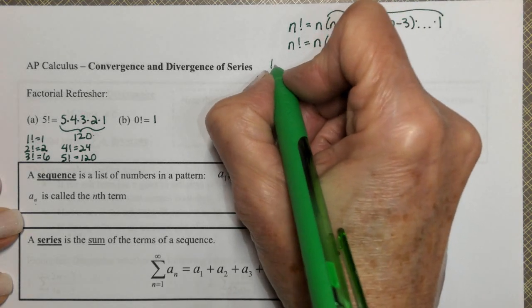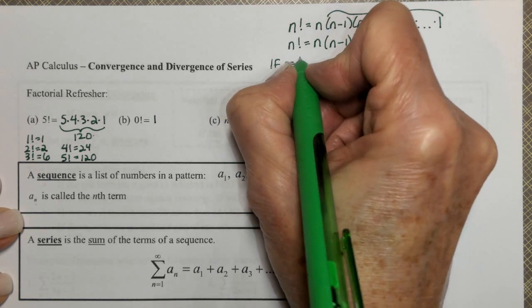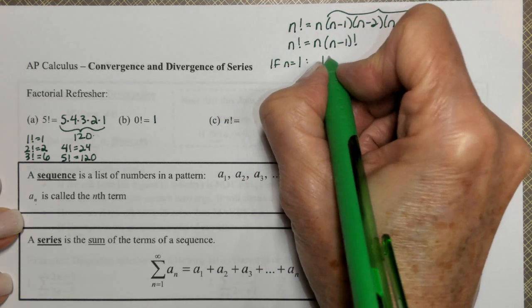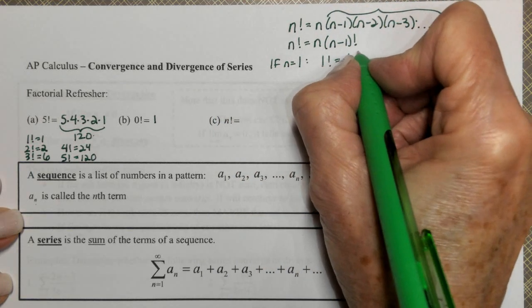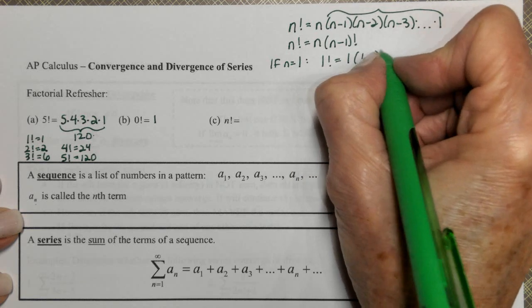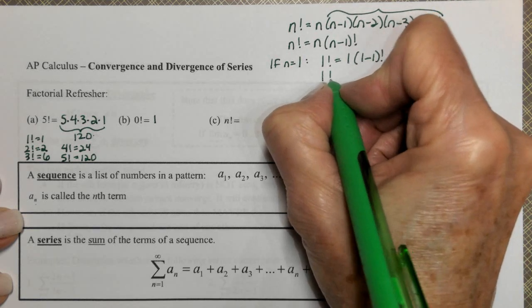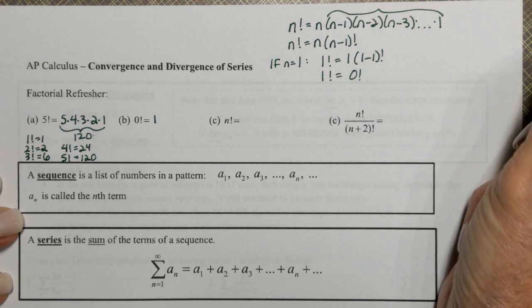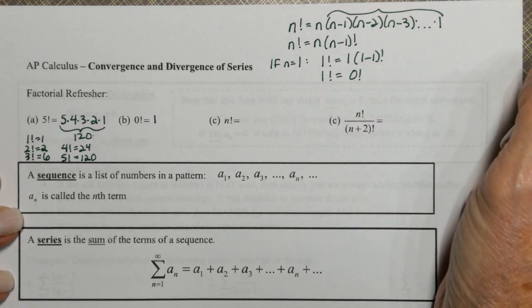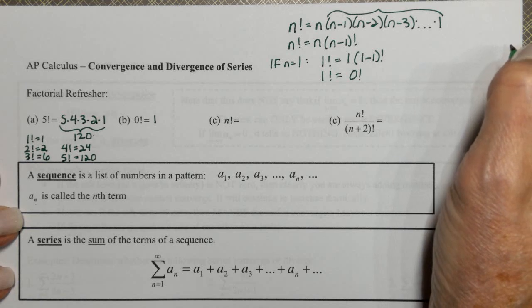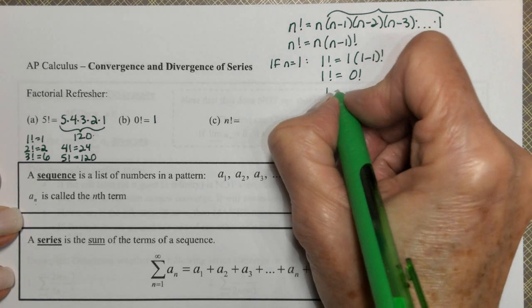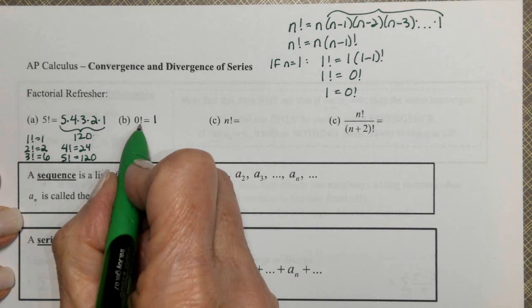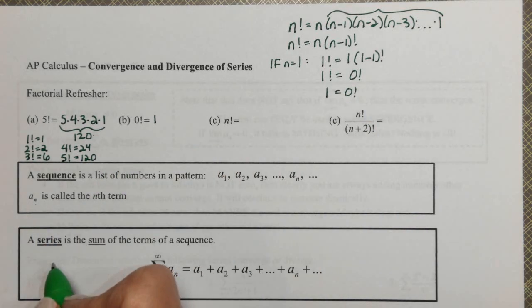So if we let n equal 1, then we get 1 factorial is 1 times 1 minus 1 factorial, which means 1 factorial is 1 times 0 factorial, which means those two things have to be equal. Therefore, 0 factorial must be 1. 0 factorial is 1. So we will remember that. 0 factorial is not 0, it is 1.